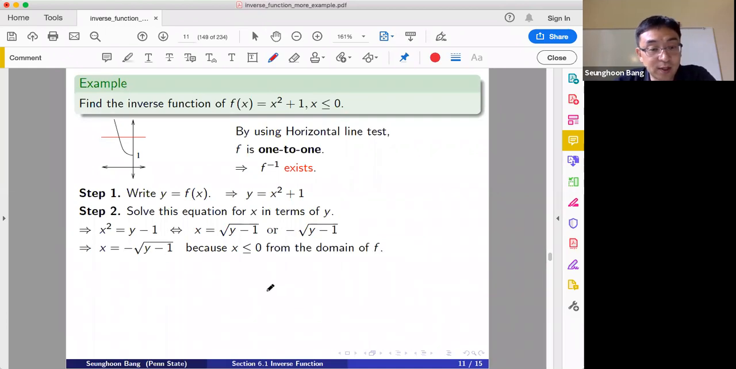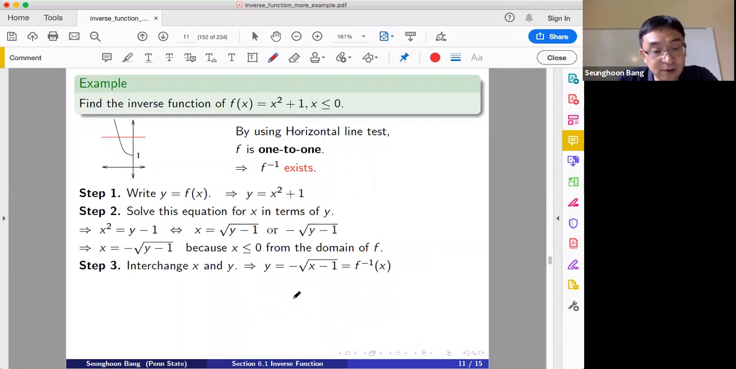So step 3, interchange x and y. What does it mean? To replace x by y, y by x. We have y equals negative square root of x minus 1. So like this. This is the inverse function.